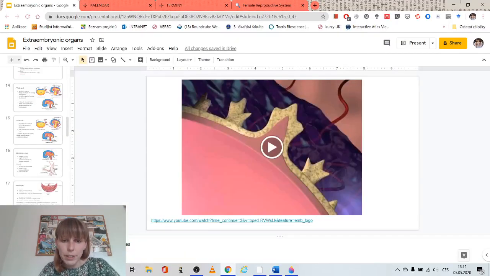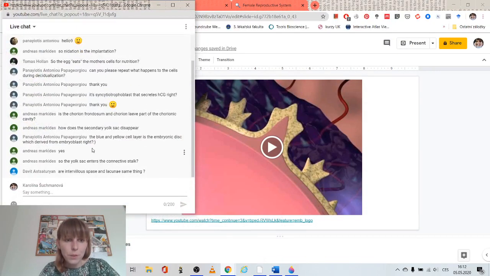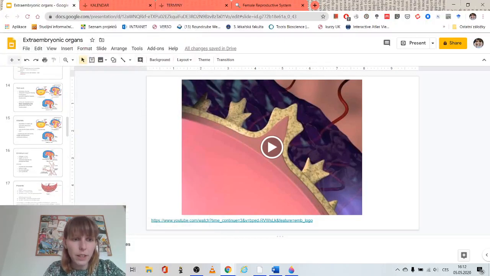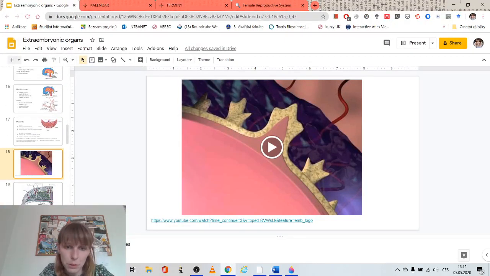So let me check if we have any questions. So the yolk sac enters the connective stalk. Yes, that's right. Are intervillous space and lacunae the same thing? Yes, it's just a different word, so don't worry about it. It's the same thing. We use this one, so probably use this one as well. But in the textbooks you can find all sorts of different things.